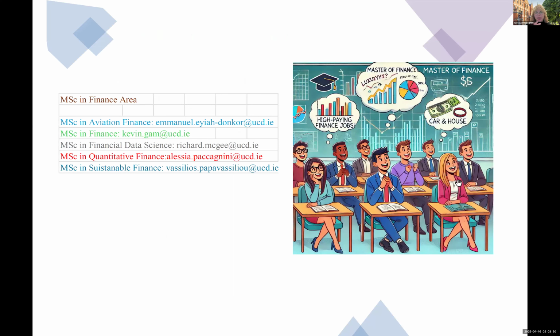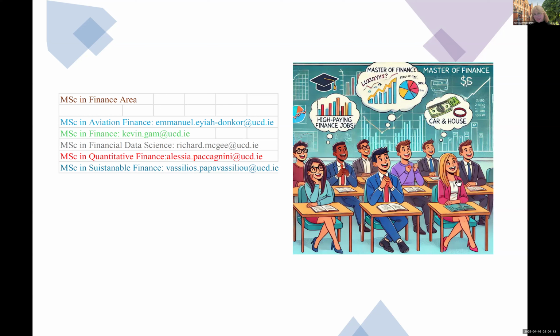So in today's talk, I'm going to give you an overview of different aspects and characteristics related to all the masters in finance we have. As I said, I'm academic director of the Master in Quantitative Finance. In this finance area, you can find different masters in aviation finance, financial data science, quantitative finance, and sustainable finance, in alphabetical order.